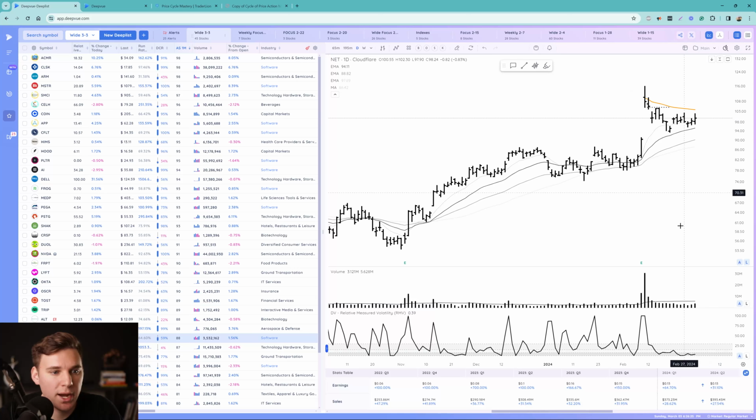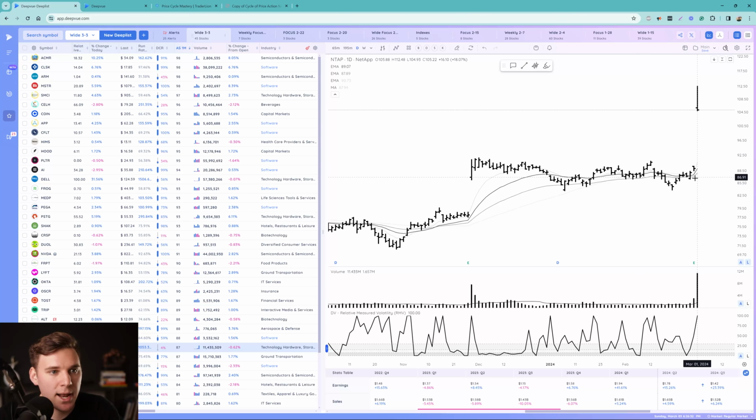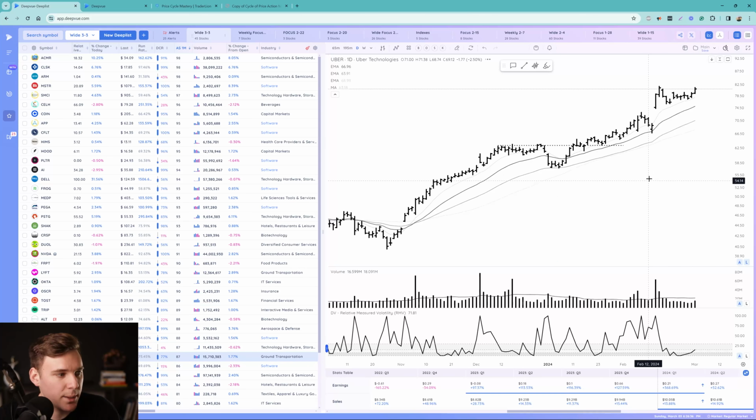We'll see if we can push higher, but really nice growth numbers from this name, which is trying to turn the corner and restart a stage 2 uptrend. NetApp, huge earnings gap, not the best close, but we'll see how it acts in the coming days and weeks.